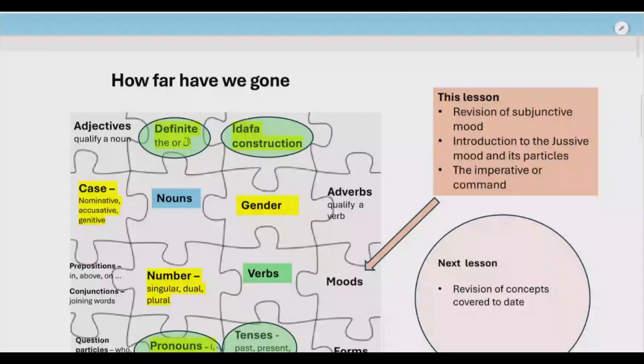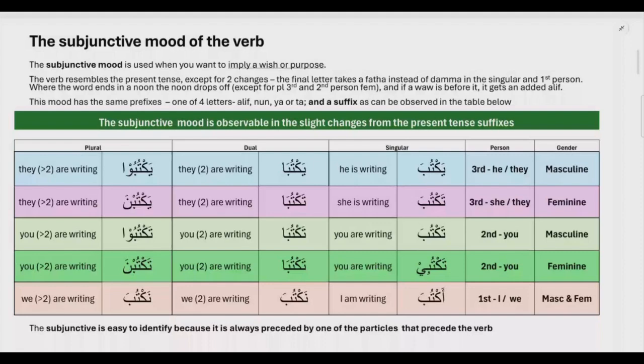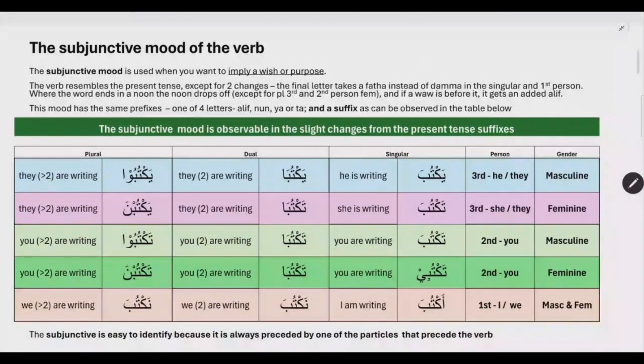Right, so the subjunctive mode of the verb, we said it is used to imply a wish or a purpose. And essentially there are two differences between this mode and the past tense. First of all, we have this alif, nun, ya, and ta in the front. Right? So all these are tas here. So these are the prefix of this particular mode form.